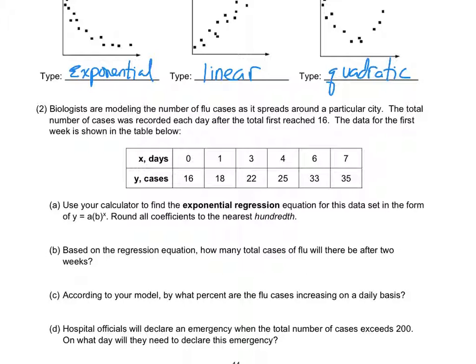So, fortunately, in this question, you're not asked to make a determination of the type of relationship, but you could be. If you flip forward in the packet, you could see there's plenty of instances where it doesn't tell you what kind of model to use, and you have to figure it out. So let's go into stat edit. Let's clear out our data. Remember, if you want to clear out a data set, you go to the column heading and hit clear, and then enter. All right, type in your values: 0, 1, 3, 4, 6, 7.